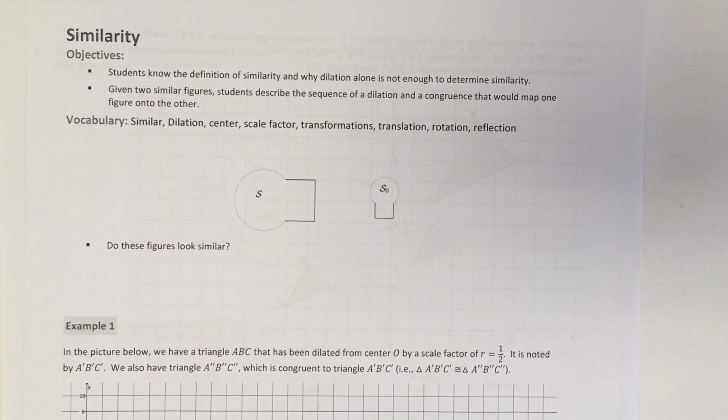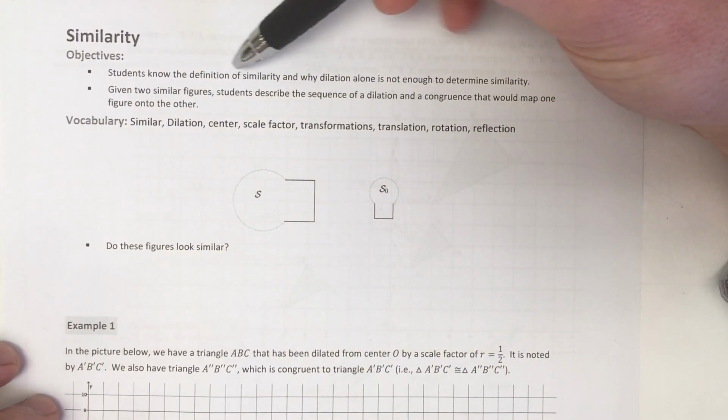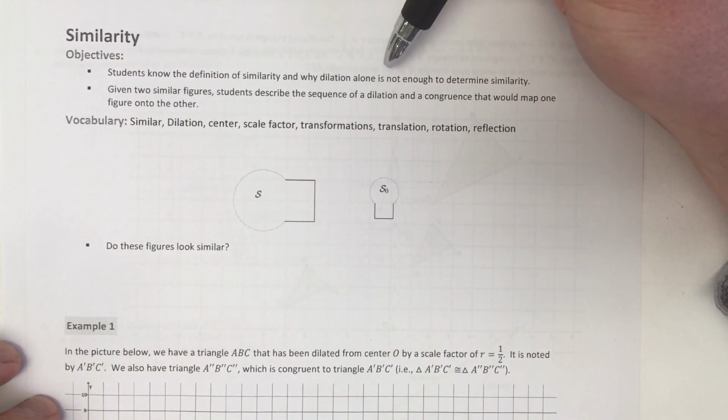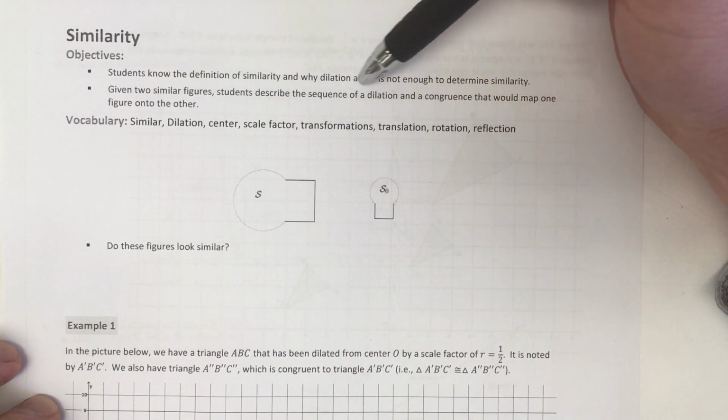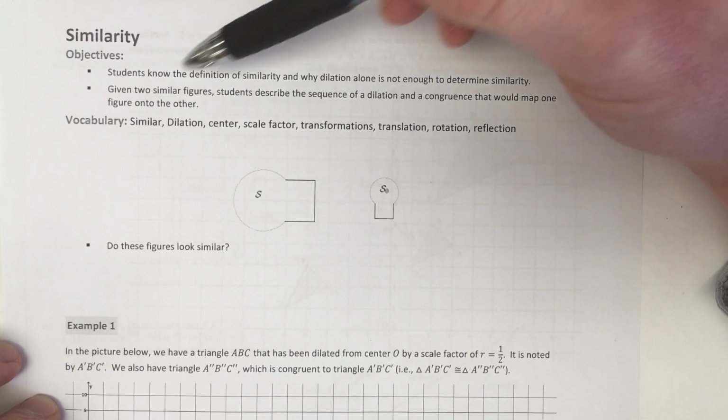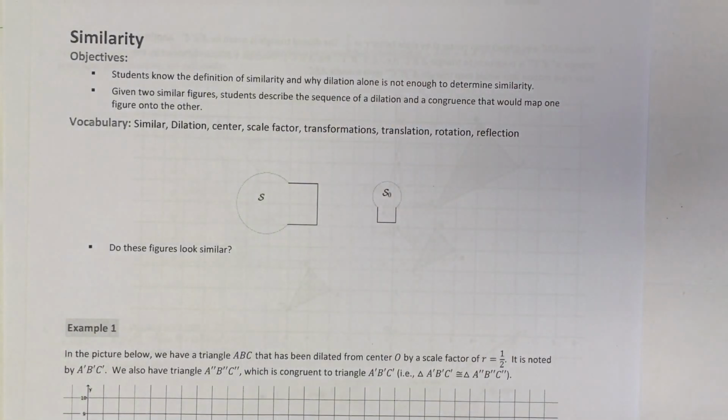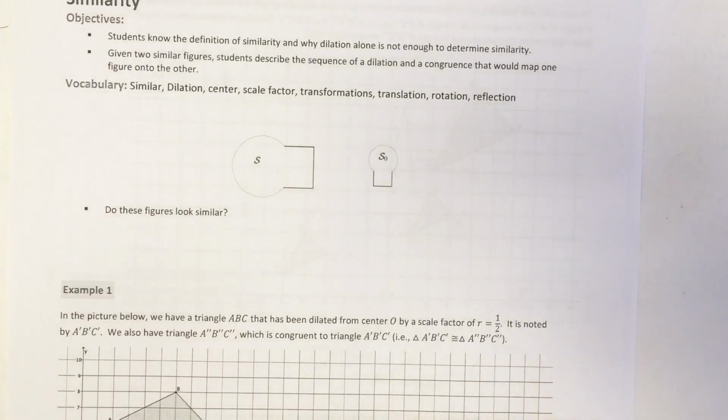Hello, today we're going to start talking about similarity, and there is a connection between similarity and dilation, but they're not exactly the same thing. Objects that are dilated are similar, but not all similar objects are dilated, and we're going to look at that throughout today. So our objectives are, students should know the definition of similarity and why dilation alone is not enough to determine similarity. And given two figures, students describe the sequence of a dilation and the congruence that would map one figure onto the other.